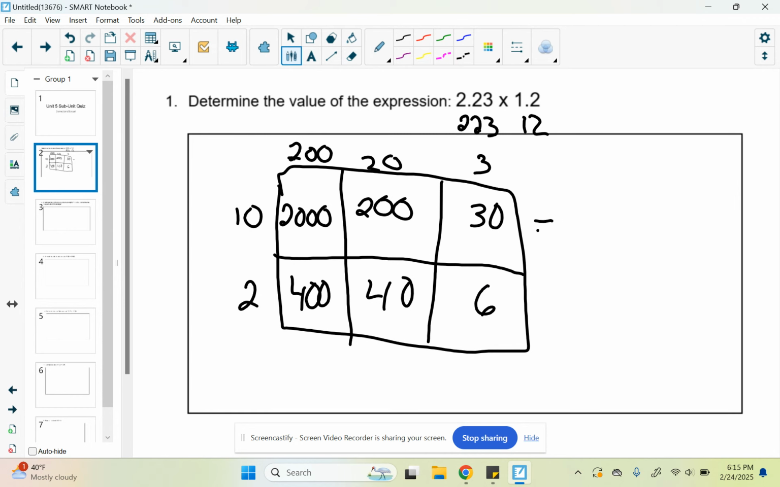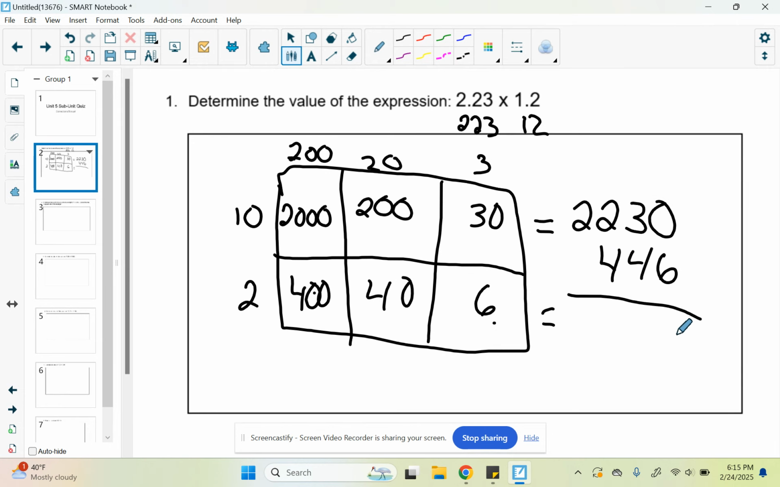Now we're going to sum all of this up. How I like to do that is add the 2 rows together. 2,230 added to 446. 0 and 6 is 6, 3 plus 4 is 7, 2 plus 4 is 6, and then 2 and nothing is 2.